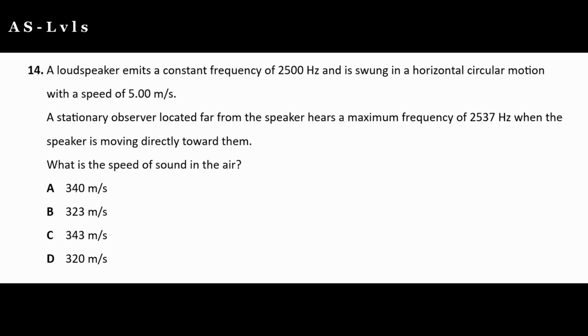Question 14. A loudspeaker emits a constant frequency of 2,500 Hz and is swung in a horizontal circle at a speed of 5 meters per second. A stationary observer far from the speaker hears a maximum frequency of 2,537 Hz when the speaker is moving directly toward them. Determine the speed of sound in air.